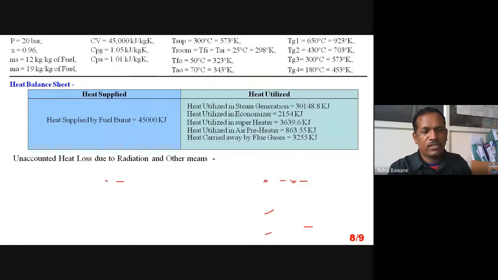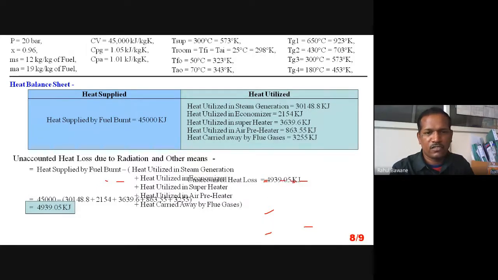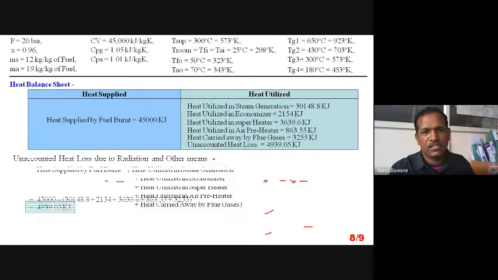Now unaccounted, because moisture content is not given. So unaccounted heat loss is the difference, heat supplied minus all these heads. So we come to know that it is 4939.05. So this is unaccounted. These all are the calculation part.